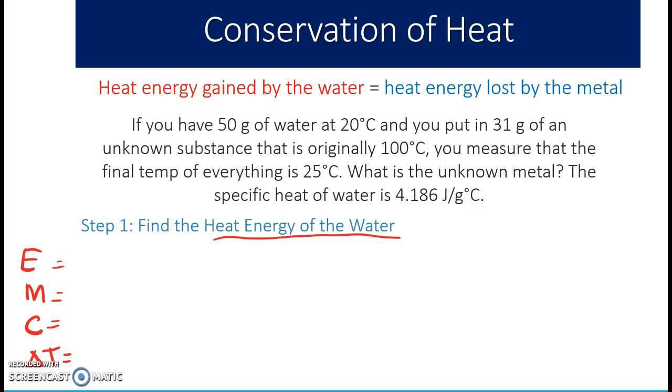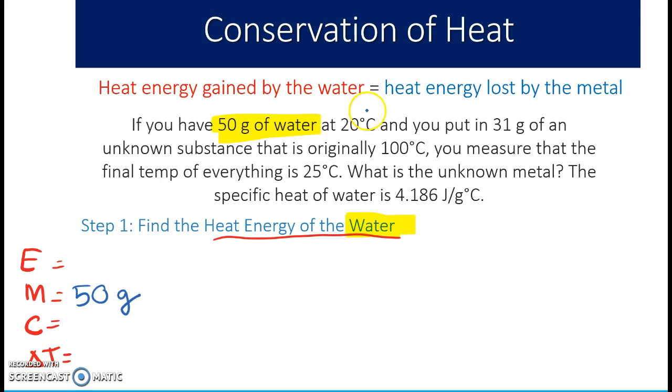In this word problem, you are going to notice that there will be variables or numbers that relate to water, and then there will be variables or numbers given that relate to the metal. In this first step, we're just looking at the ones that apply to water. So we're going to look for mass of water. Mass of water is 50 grams. So I'm going to label that here.